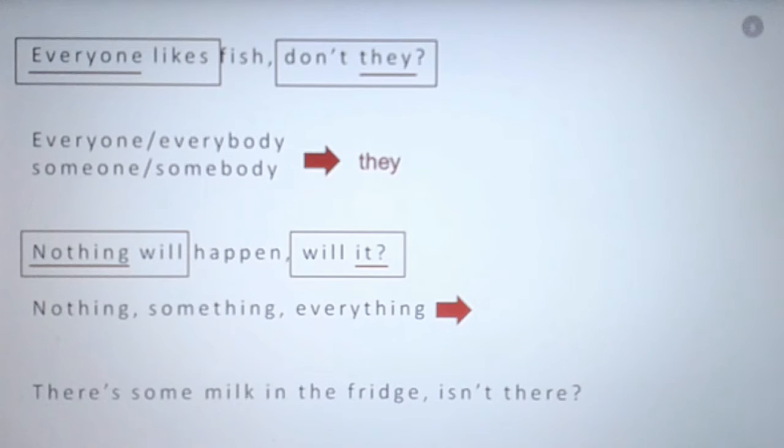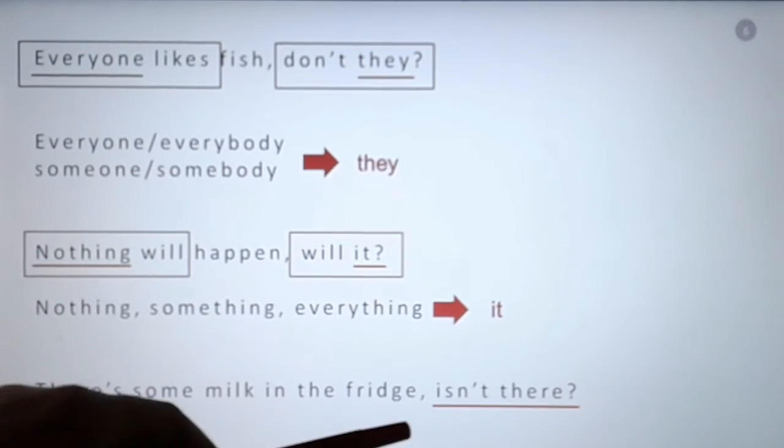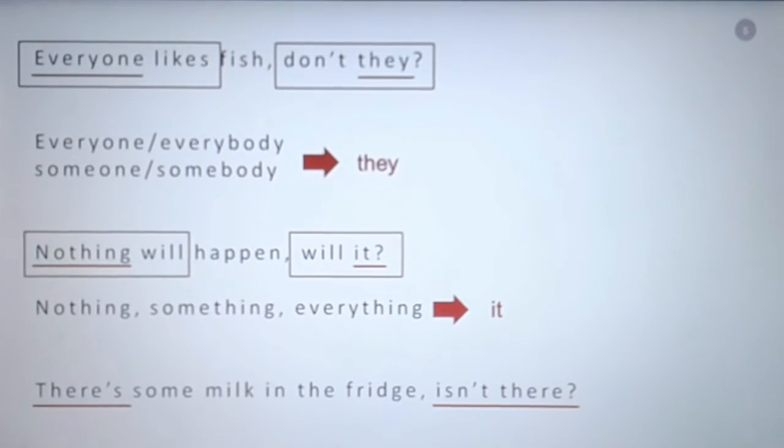Okay? So remember, if the subject is nothing, something, and everything, we need to use the pronoun it in the question tag. Next, there's some milk in the fridge, isn't there? So if the subject of the sentence starts with there, we need to use there in the question tag as well. So from there is, which is positive, we change it into isn't there, negative. Okay?